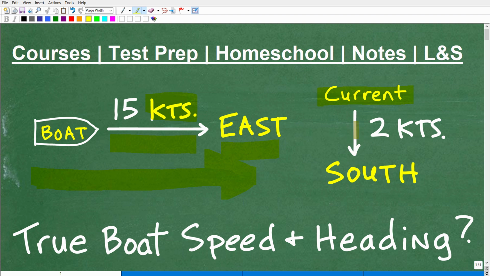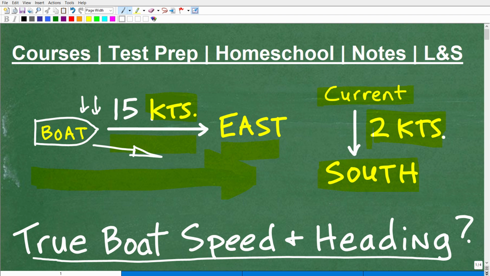So this could be a river or some sort of lake or ocean, but this cross current is due south and the current is at 2 knots. So obviously the current is going to be pushing this boat, if you think about it. So this boat isn't going to remain due east. It's going to get pushed off in this direction. So we want to know the true boat's speed and heading. Where is it actually heading?